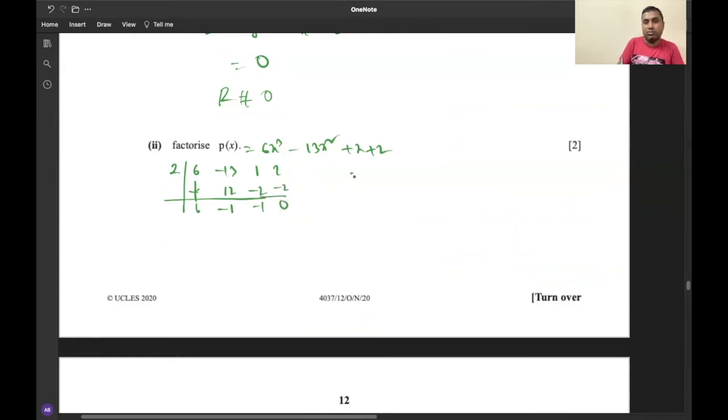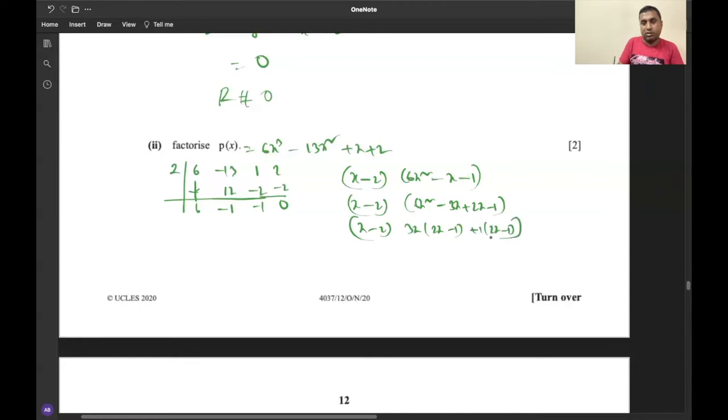So it's becoming x minus 2, then 6x square minus x minus 1. Then it's simply the middle term: 6x square minus 3x plus 2x minus 1. So x minus 2, 3x is common, 2x minus 1, minus 1. So this is the final answer.